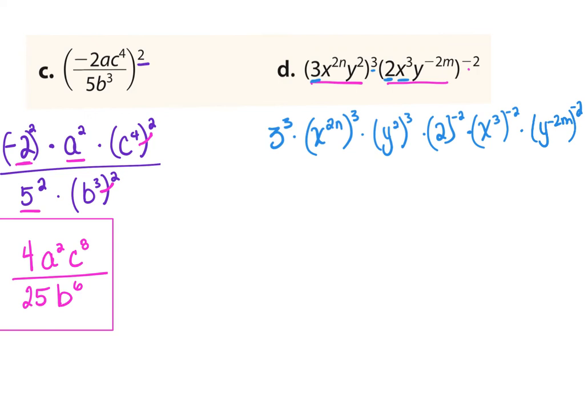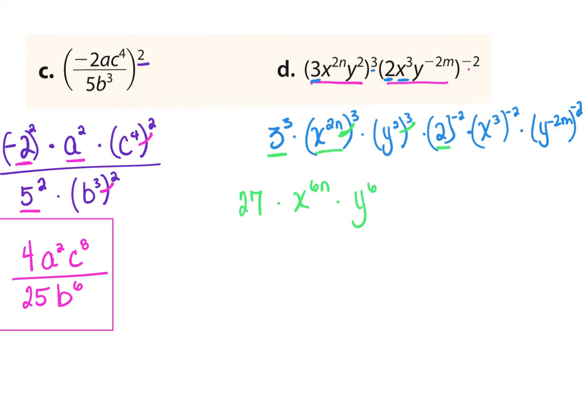All right, so I'm going to say 3 cubed. What is 3 cubed? 27, right? 3 times 3 times 3. Keep going. All right, this is my power over product rule. So I multiply those. What is 2n times 3? 6n, right? So I have x to the 6n. This next guy is going to be y to the 6th power, right?